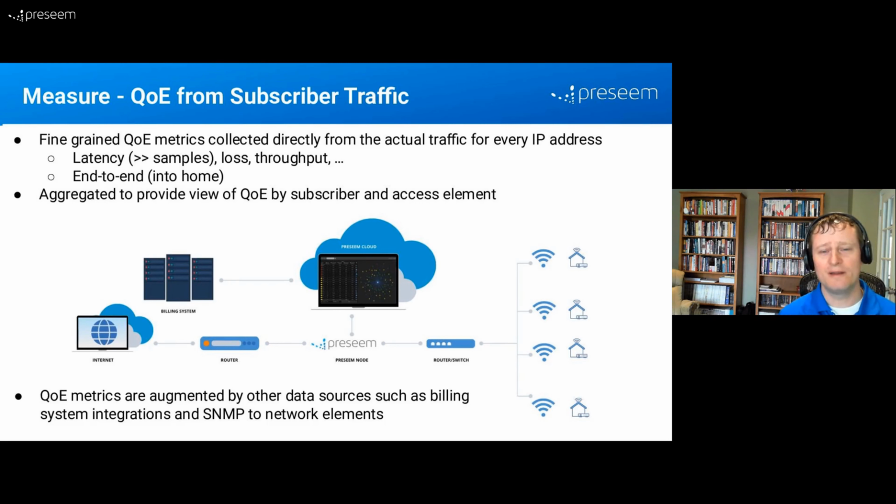And then we augment these metrics extracted from the subscriber traffic by reaching out to other systems. We get some information from the billing system, things like plans. We also get radio level metrics directly from the access points, so retransmits, CCQ for Ubiquiti, wireless retransmits for Cambium, et cetera. Then we pull that all together and try to give this view of network quality.